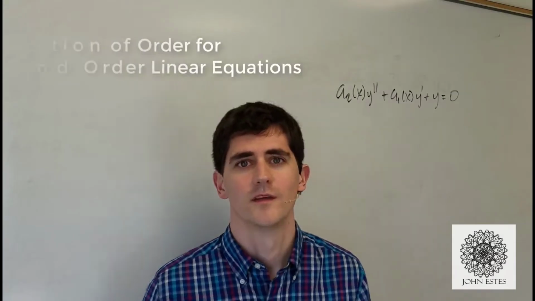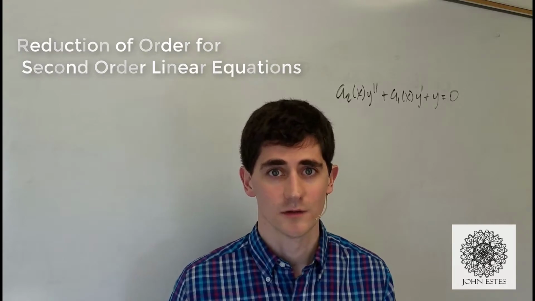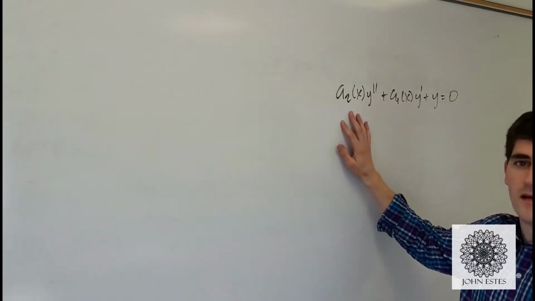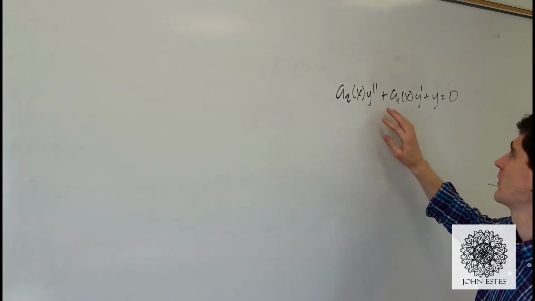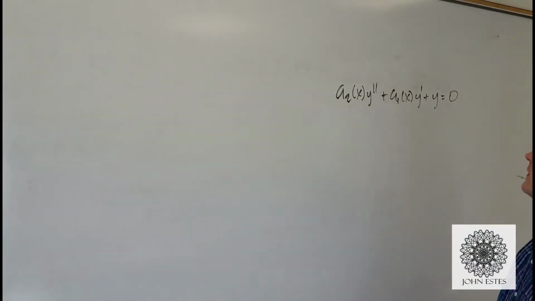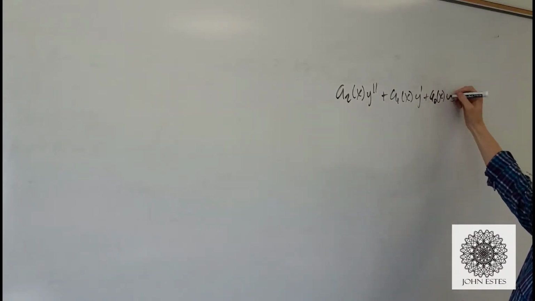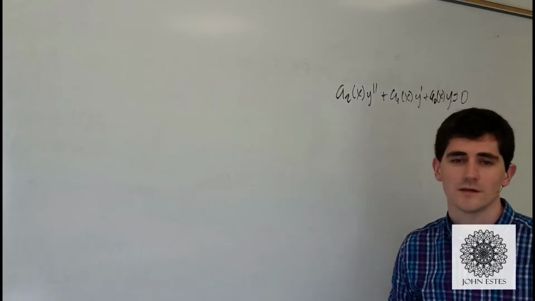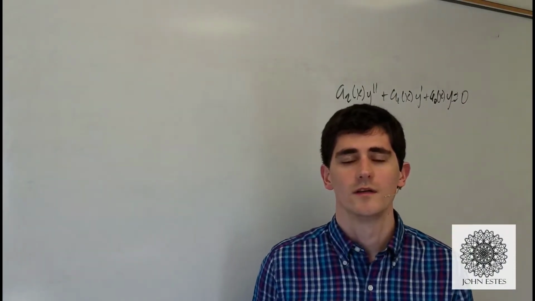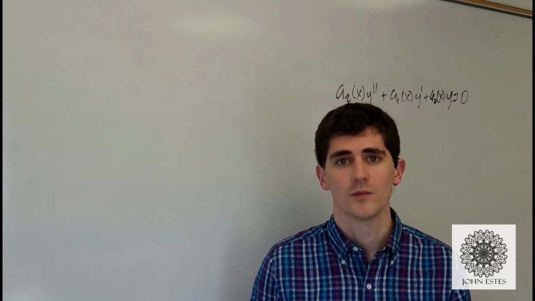Today we're going to go over the process of reduction of order, a method to handle second order linear equations like this one we have here: a2(x) y double prime plus a1(x) y prime plus a0(x) y equals 0. That's a second order linear equation. We're going to go over the theory of the reduction of order technique, and then I'll follow that up with an example.